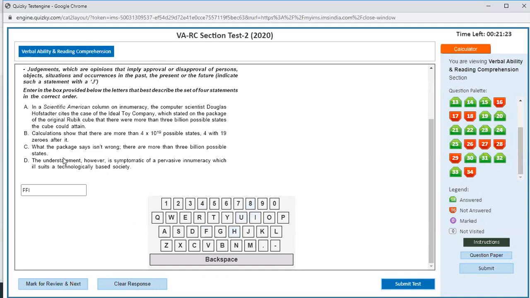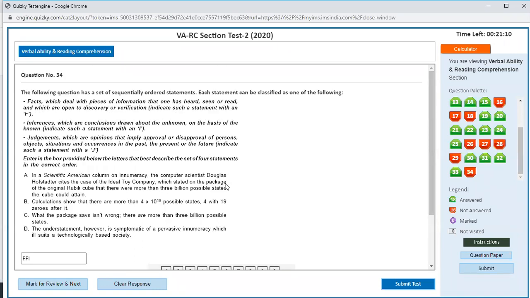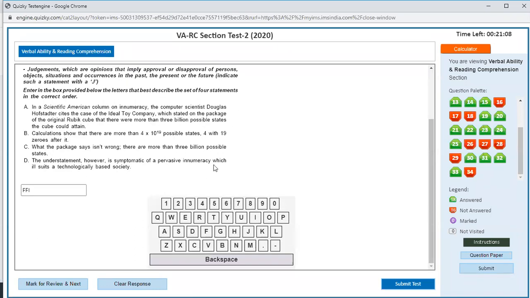Inference. The understatement, however, is symptomatic of a pervasive innumeracy which ill suits a technologically based society. Technologically based or biased society.